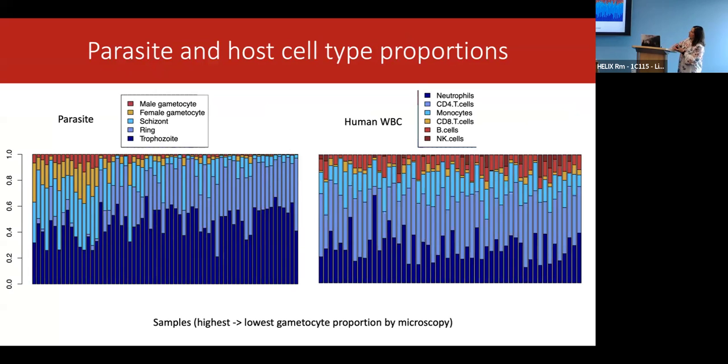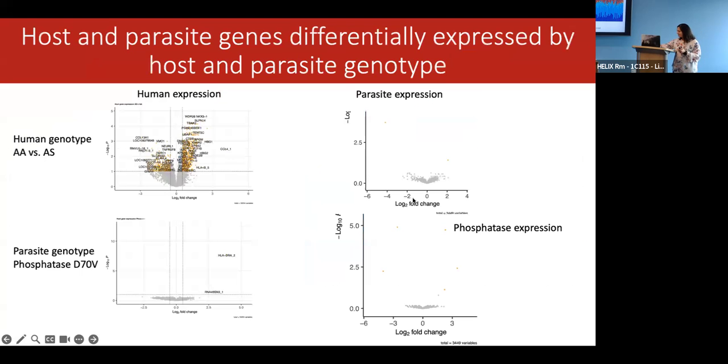So this one first. In parasites, we can see that the proportion of gametocytes we infer, these are ordered from high gametocytemia by microscopy on the left to low, that we infer higher gametocyte proportions in this yellow and red color in samples where we also saw more gametocytes in microscopy. So we think this is working pretty well. We see not much difference across individuals in immune response. And then we can look for whether there are differentially expressed genes in both human and parasite between different genotypes.